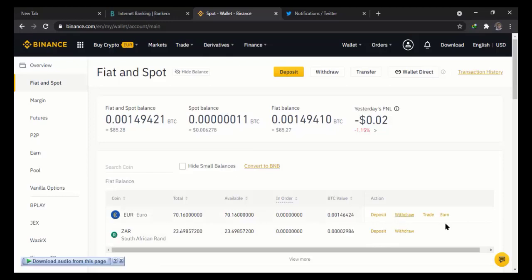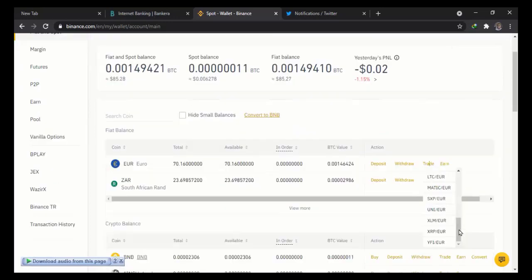Now, the next thing I need to do is trade. I need to change these euros into USDT. I'm changing it into USDT because that is what I can use to trade on the peer-to-peer platform. Unfortunately, as you can see, there is no USDT to euro here. So what I'm going to do is use the app.